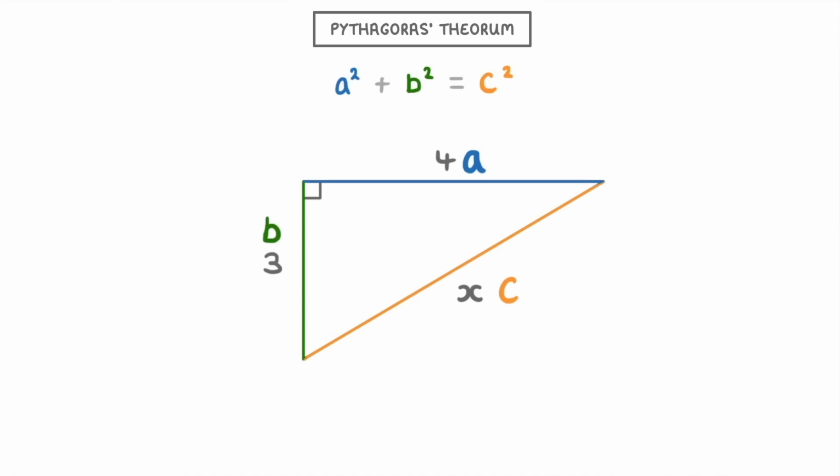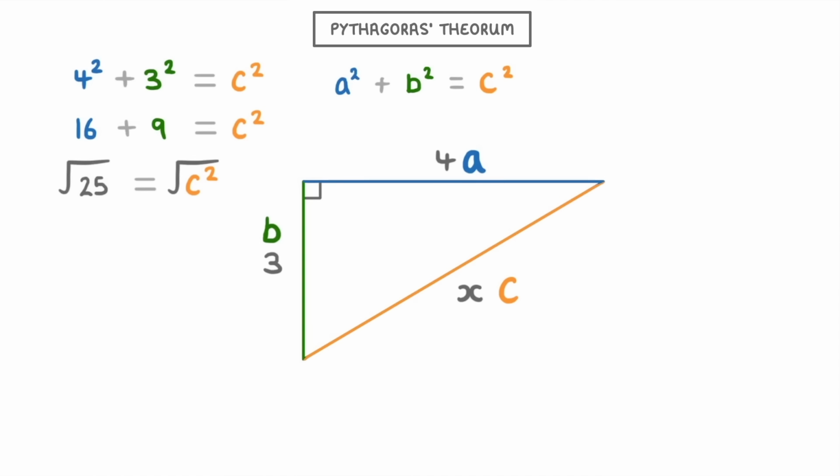To use the equation, all we need to do is plug the numbers that correspond to each letter into the equation. So because A is 4 and B is 3, we'd write 4 squared plus 3 squared equals c squared. And to work out what c is, all we need to do is solve it, like we would with any other equation in maths. So we can simplify it to 16 plus 9 equals c squared, and then 25 equals c squared. And to get c by itself, we just need to square root both sides, which leaves us with 5 equals c. So the length of x must be 5.